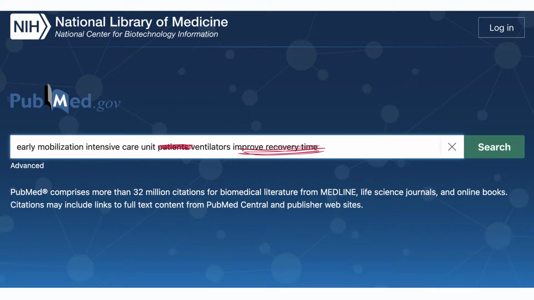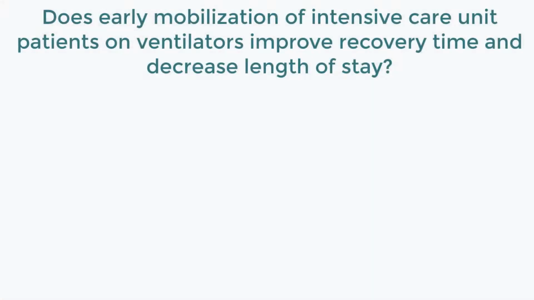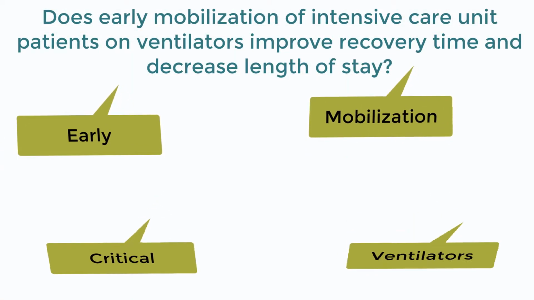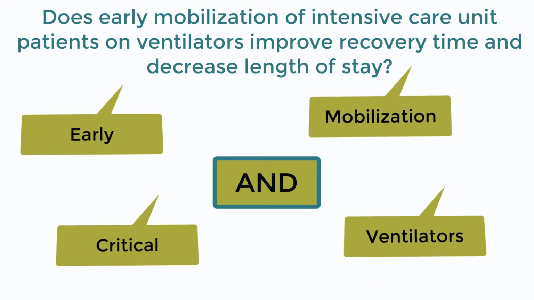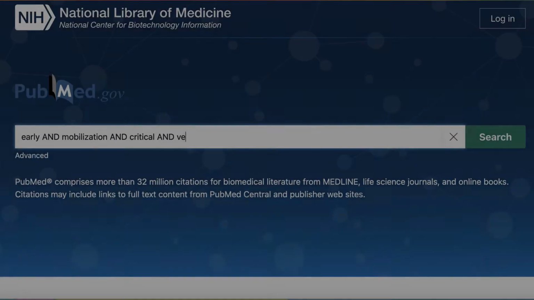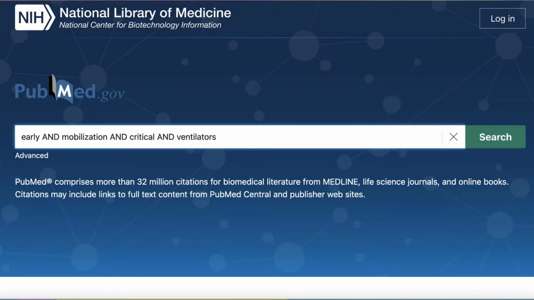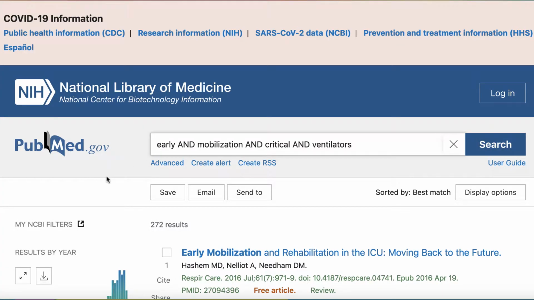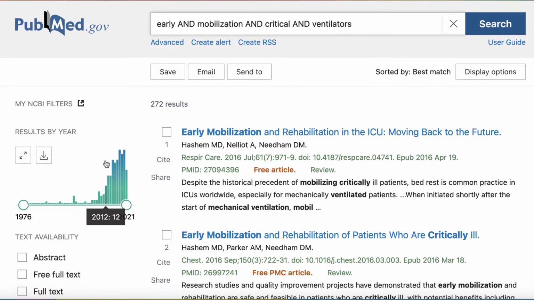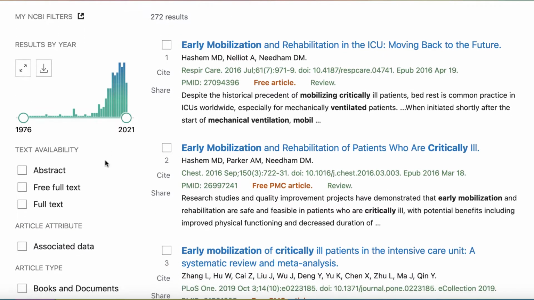That's okay. What we are going to do is pull out keywords that we know are needed to begin appropriately researching this topic. We want to think to ourselves, what do I really need for this research? So for the topic I am researching today, I want to pull out the key elements of early and mobilization and critical and ventilators. Already, I can see that my results are more specific to my needs and more plentiful.